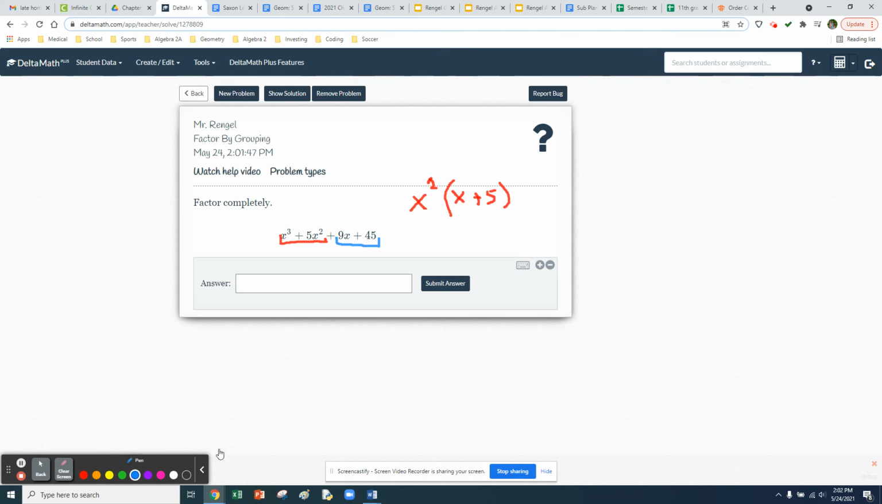Then for the second half, a 9 is in common, so we'll factor out a 9. Again, we're left with that x plus 5. So there's your common x plus 5. Now we're going to rewrite this as x squared plus 9 times x plus 5. There we have it. So that should be your answer.